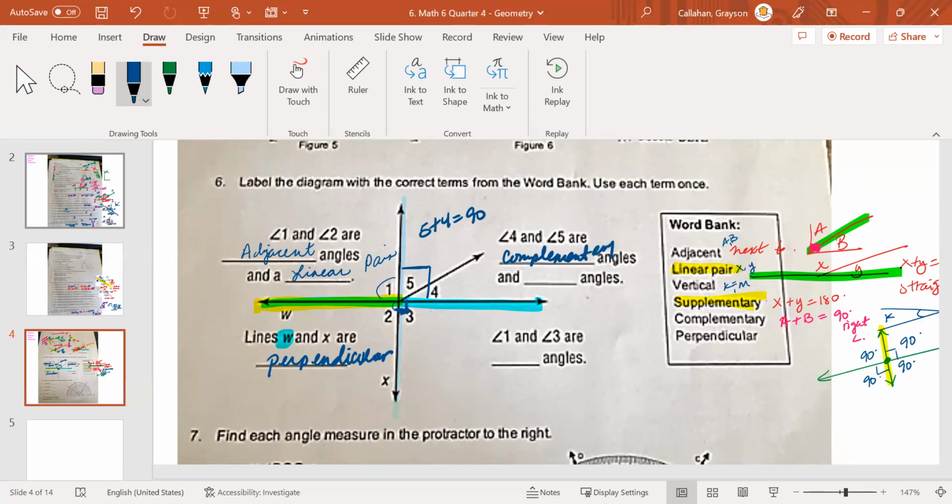Complementary. Are you done, Quentin? Are you done? No, go sit down.